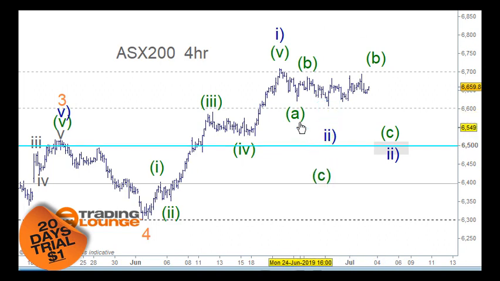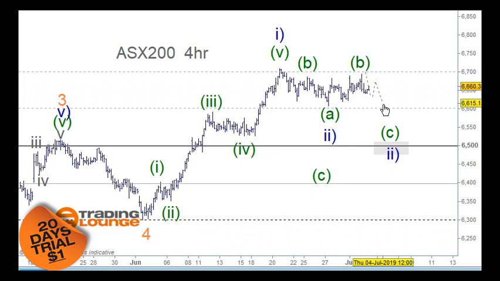If I just remove these here and put wave A here, all of this for wave A, this for wave B here, and then looking for 5 waves down. So 1, 2, 3, 4, and 5 coming, well, something like that, coming down further into this sort of supply level, demand level here, and then moving up from there.